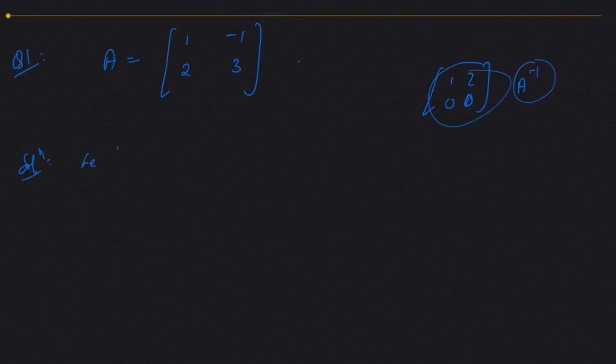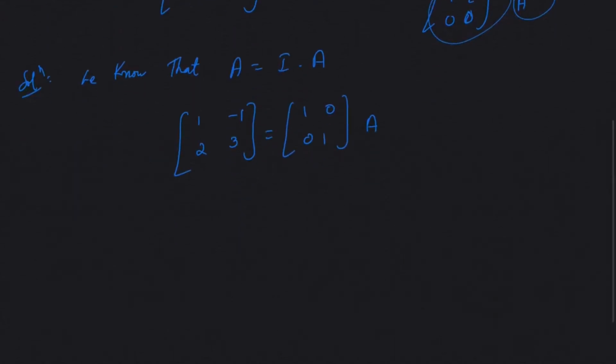Let's see. So first step, what do we do? Step 1, we know that A is equal to I into A. So we will write down the 2 by 2 matrices. Now after that, what did I tell you before? We will focus on one row or one column only, and then try to convert it into an identity matrix. So maybe we can focus on this row.